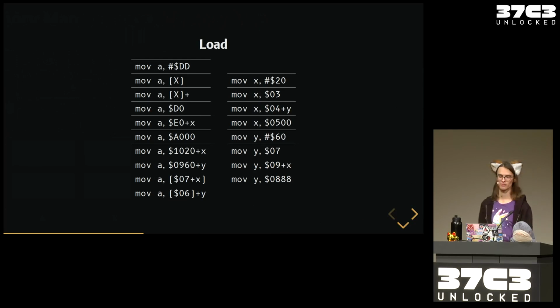So let's talk about some actual instructions. Many instructions share the move mnemonic. These are all of the load instructions which load some place in memory into one of the 3 general purpose registers. The only addressing mode we haven't seen here is the ones prefixed with a hash. Those just load an immediate instead of loading from memory. So for example, move X hash $20 will load hex 20 into the X register.